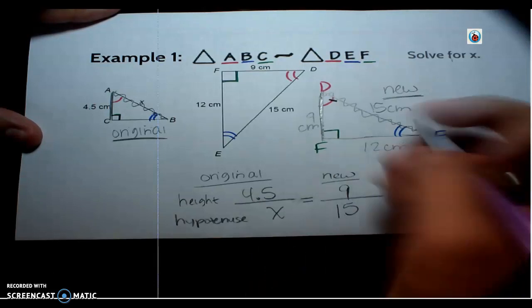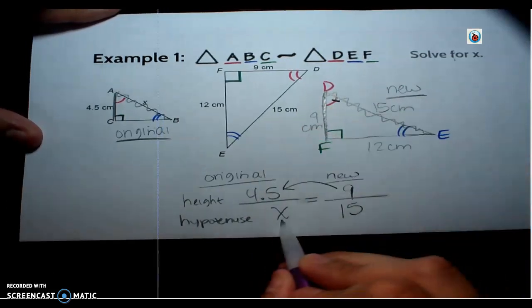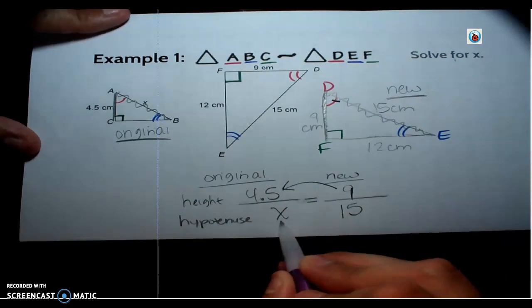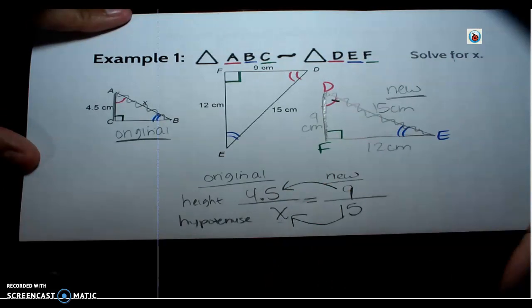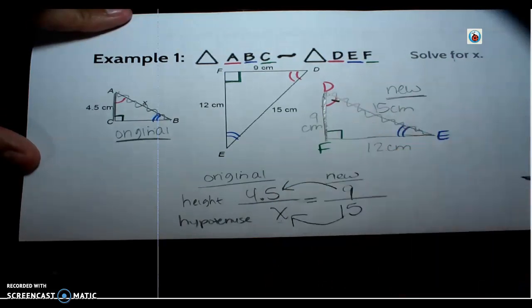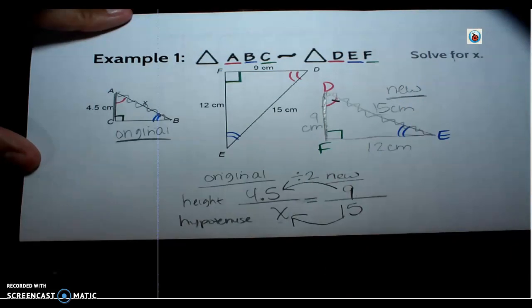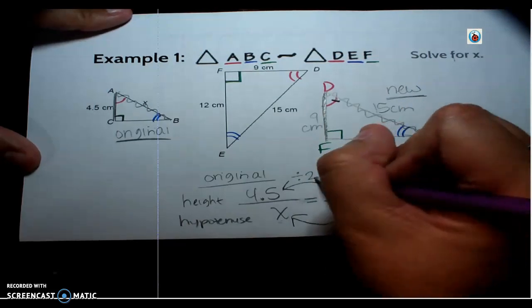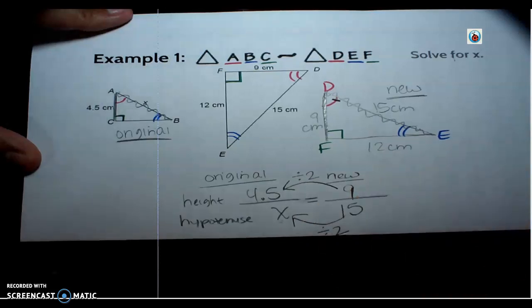So my arrow is going to come this way because I always want to come towards my variable. I want to come towards the X because this is what I'm trying to solve. So I'm going to come down this way as well. And so to get from 9 to 4.5, what would I do? Well, I said that number is half of it. To get half of something, you basically divide that by 2. So remember, for proportions, whatever you do to the top, you must also do to the bottom. So because I divided by 2 here, I have to divide 15 by 2.